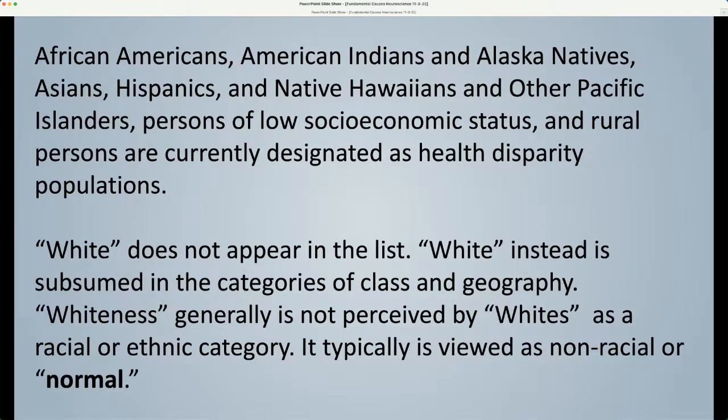White does not appear in the list. White instead is subsumed in the categories of class and geography. Whiteness generally is not perceived by whites as a racial or ethnic category. It typically is viewed as non-racial or normal.